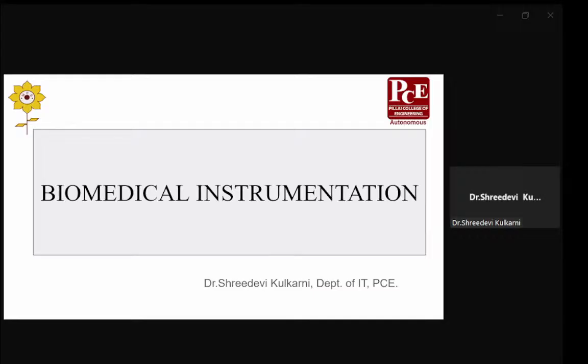So this term, biomedical instrumentation, is basically related to instruments that are related to the medical domain. That means all the instruments which are used in the hospitals by the doctors and for the patients. So starting from the simple instrument like a BP apparatus, which is used in order to measure the blood pressure of a patient, up until the CT scanner, the MRI. All these kinds of instruments can be categorized into biomedical instrumentation.